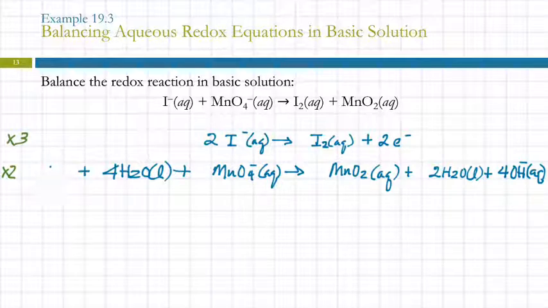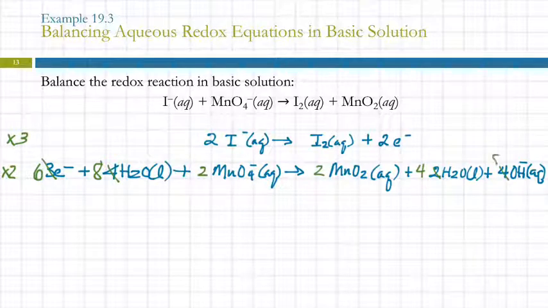I'm going to move that over because 3 electrons. Okay, so I'm going to multiply that by 2. That's going to give me 6 electrons. I multiply 4 by 2, I get 8. And I get 2 here, and 2 here, and 4 there, and 8. The top half reaction I'm multiplying by 3. So I'm going to get 6I minus, and 3I2, and 6 electrons.